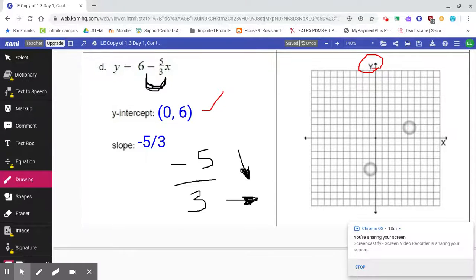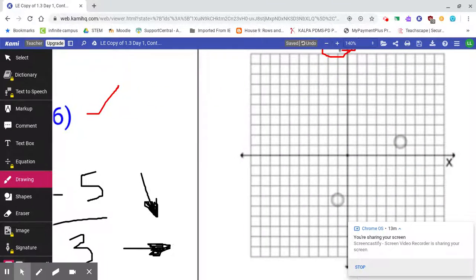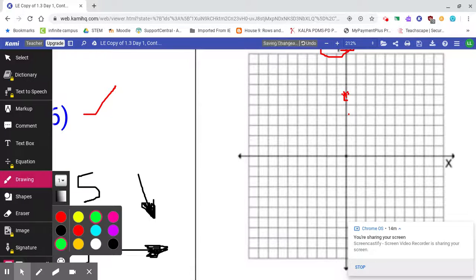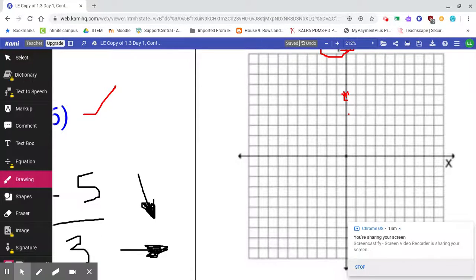Let me zoom in. Let's start up 6 spaces. Here I am, 6 spaces. Let's start right there. Try to make it large. And from there, don't go back to 0, 0. Don't go back to the origin. We're going to count down 5 spaces and right 3. Ready? 1, 2, 3, 4, 5. To the right 3. 1, 2, 3. This is our ending point right here.